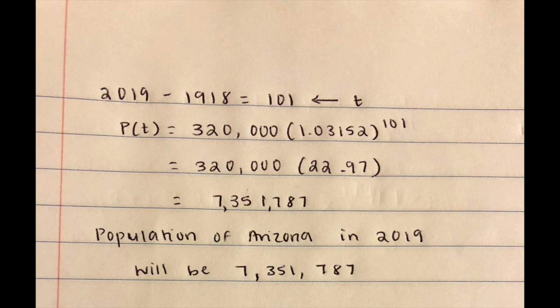Part 2 of this problem asks us to find the population of Arizona in 2019. We are given the value for t, which will be 101, as 2019 is 101 years away from 1918. And then we are asked to solve for P of t, or the population of Arizona in 2019. We can substitute 101 for t in the equation to solve and get 7,351,787 as the population of Arizona in 2019.